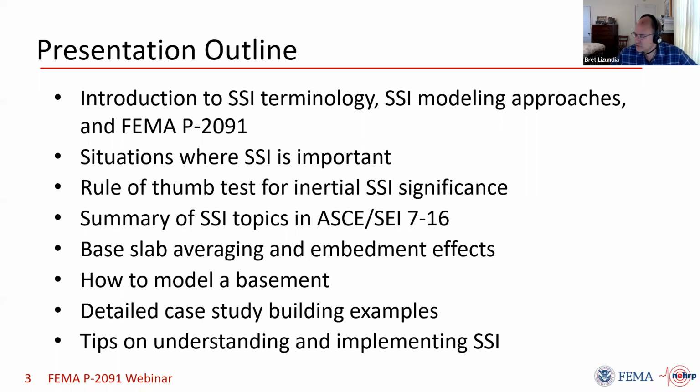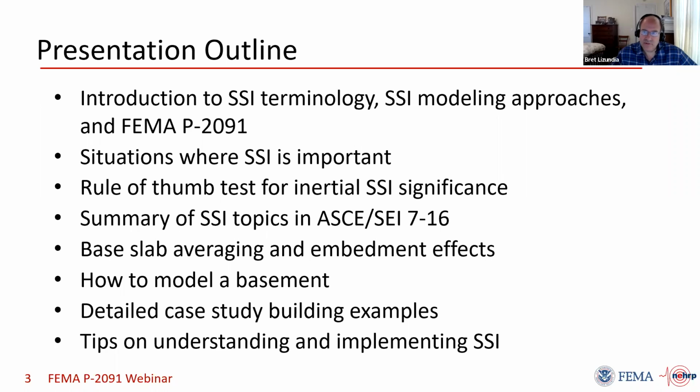We'll talk about when SSI is important and when it's not, ways that you can quantitatively figure out how likely it is to be of significance for one portion of SSI, what we call inertial effects. We'll list the topics that are covered by ASCE 7 as well as ASCE 41. We'll have a few examples on two kinematic interaction SSI techniques, base slab averaging and embedment effects.